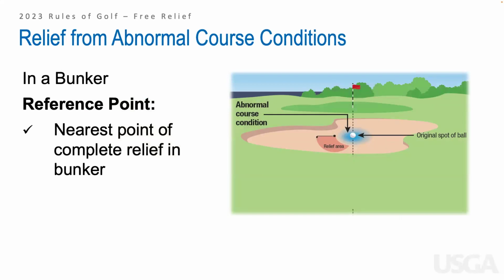So I know we will be talking about relief scenarios in a different virtual session, but just wanted to briefly touch on relief from abnormal course conditions within the bunker. So say there's some temporary water, and your ball is in the bunker, you're going to get your nearest point of complete relief in the bunker. So you'll see there's the relief area, kind of similar to what I was talking about with embedded ball, but I don't want to get everybody confused.